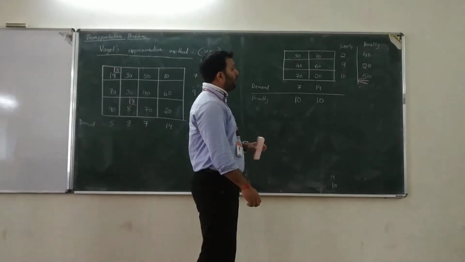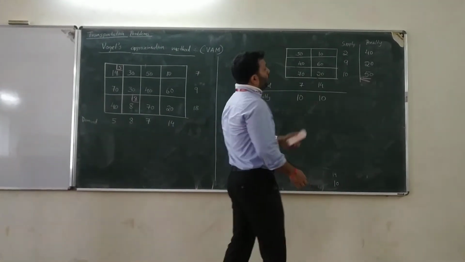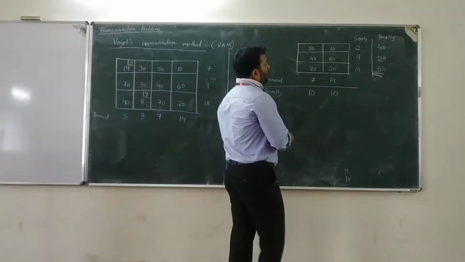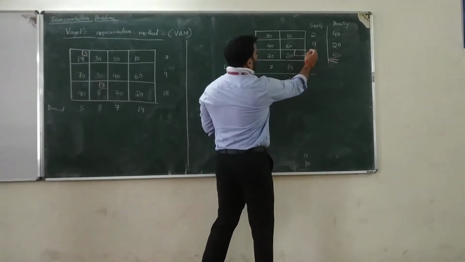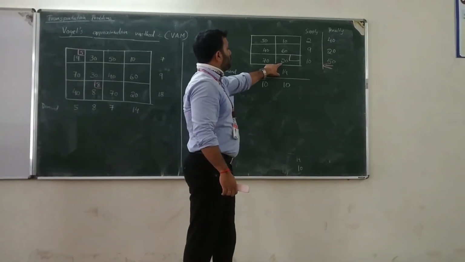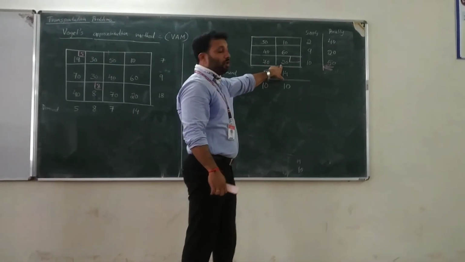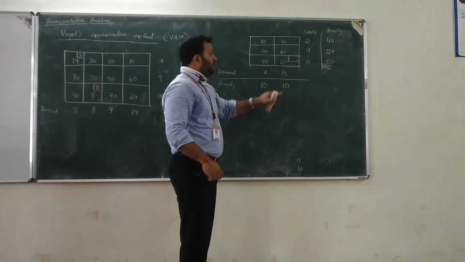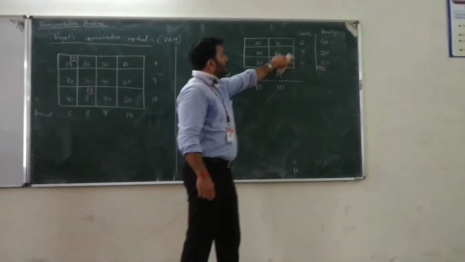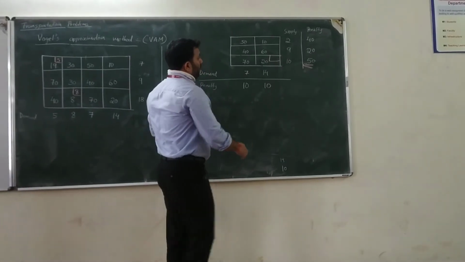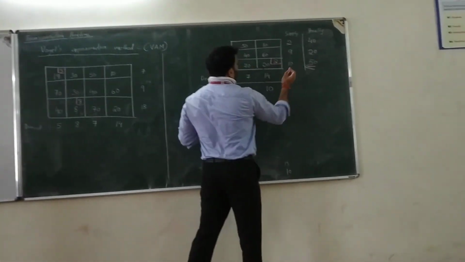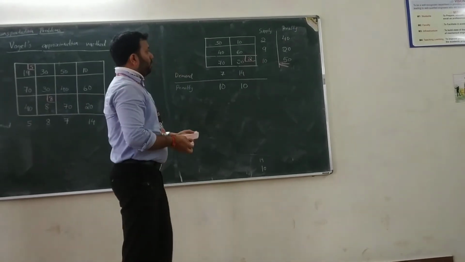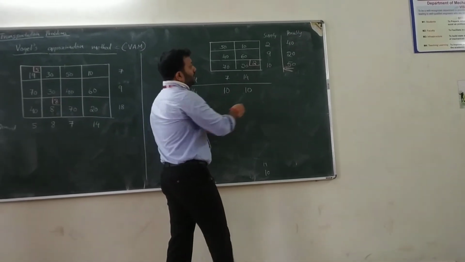In that particular row, whichever cost is minimum, allocate to that particular position. I have the minimum cost as 20 in this row, so that is why I am allocating to this particular position. The demand is 14 and supply is 2, so I can allocate 2 units to this particular position.